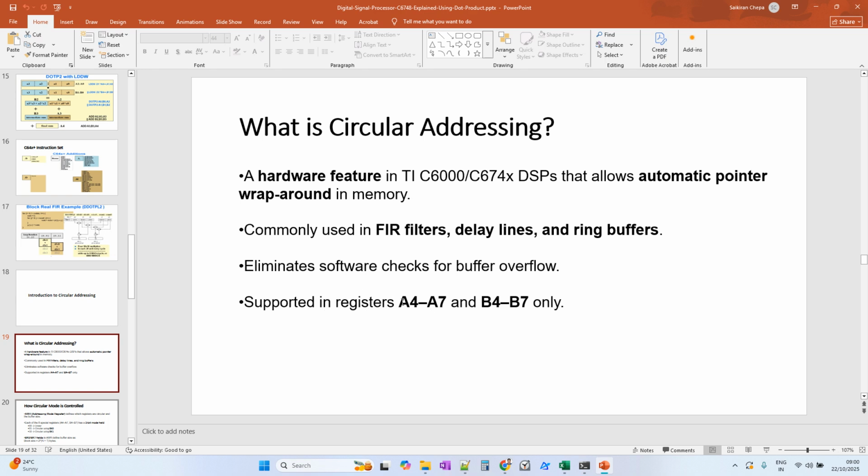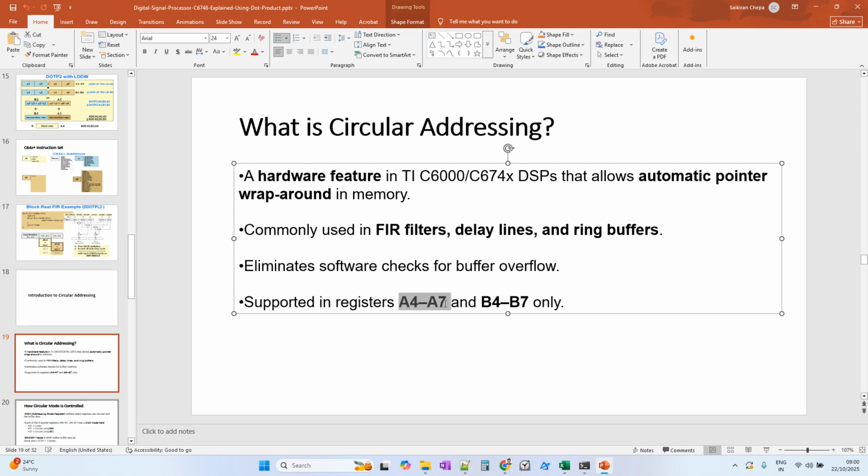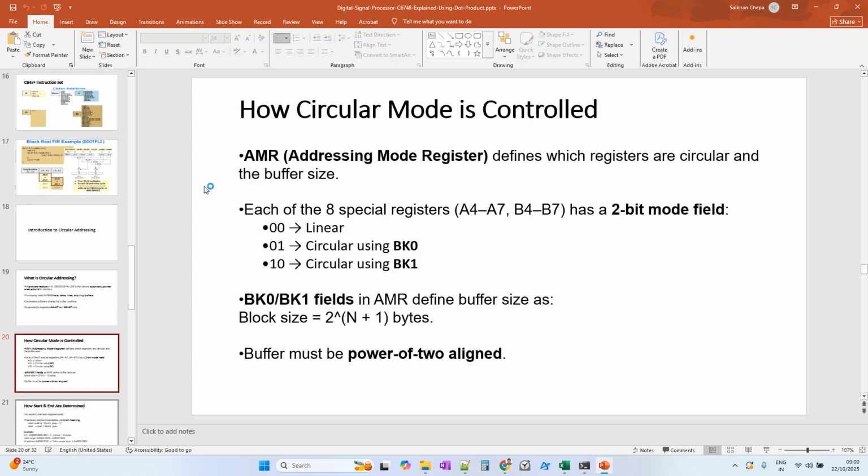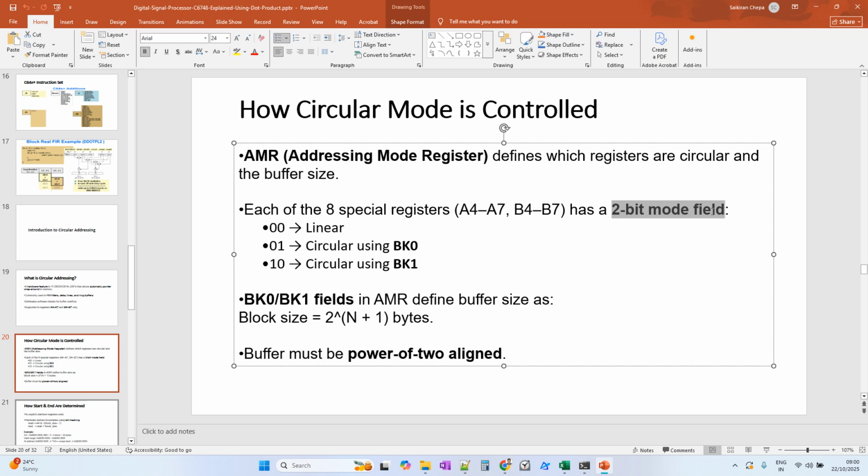These are the registers which can be used for circular buffers: A4 to A7, B4 to B7. So these registers can be used for circular buffer addressing. How circular buffers are controlled is by the AMR register, the addressing mode register. There are 2-bit mode fields. 00 means linear addressing, 01 means circular addressing with BK0, 10 means circular addressing with BK1. 11 is reserved, it is not used.